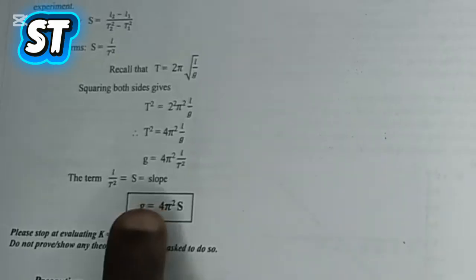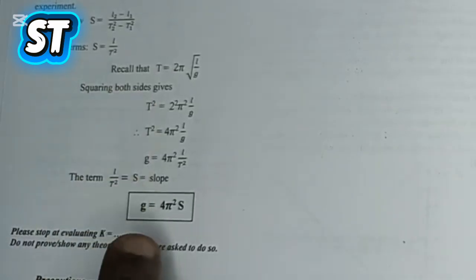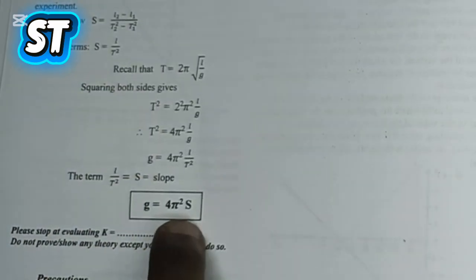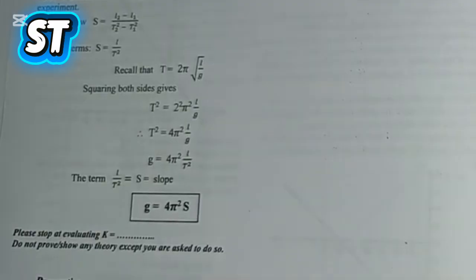The test of accuracy can be in this form. You can see this is a formula given to you. You have to insert your slope. The S is the slope. You have been told to get your G. Okay, putting the slope, that will be 4 pi square times anything you get in the slope. You can have a lot of formulas like that.